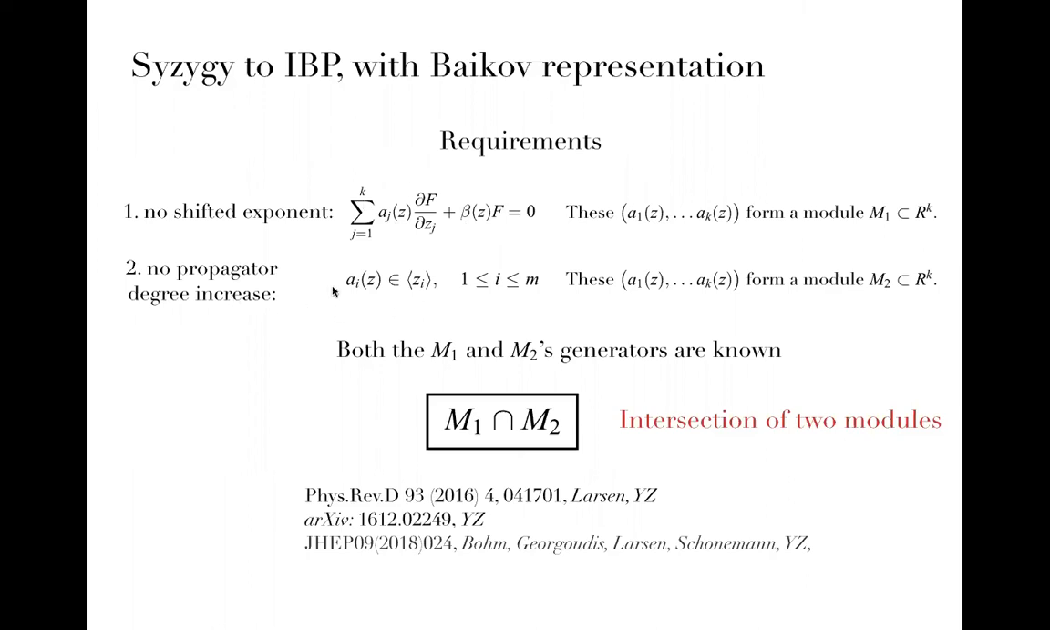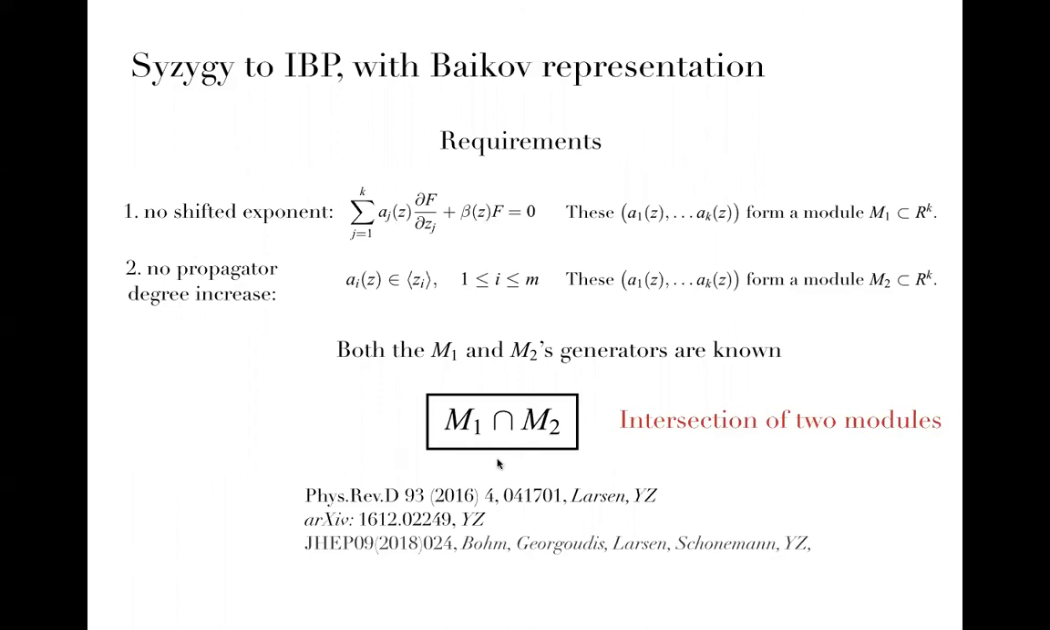But that one is a trivial one. It just means AI is proportional to ZI. So this is also solved. But then you see, I just needed to find the intersection of this M1 and M2, okay. And then if you can find the intersection, then you get it.